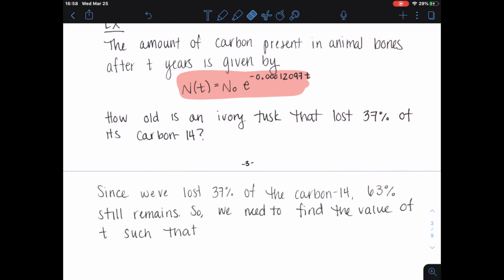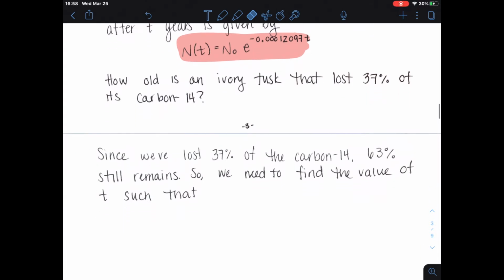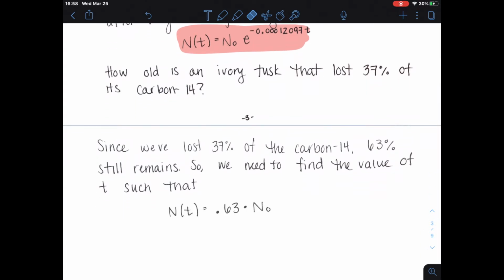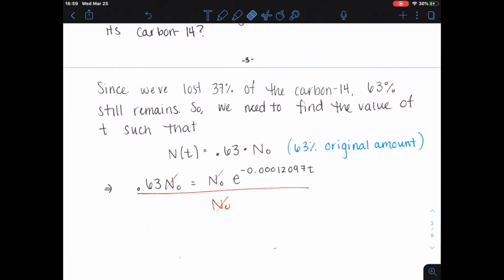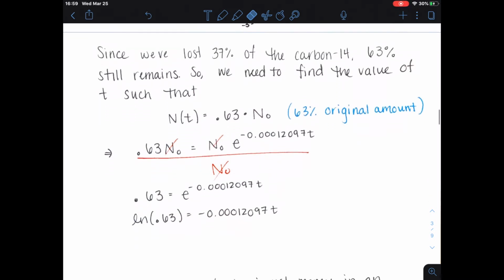So what we need to do is find the value of t that makes it so the output is 63% of the original amount. So basically we want to see what's 63% of the original. Okay, so we can set up an equation. We'd have 0.63 n0 over here is equal to our function. Then we want to divide by n sub 0 to be able to solve, and that makes it all cancel. So this gives us 0.63 is e to this large exponent.